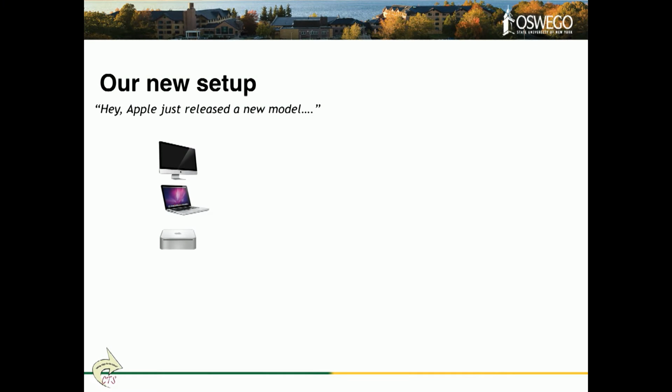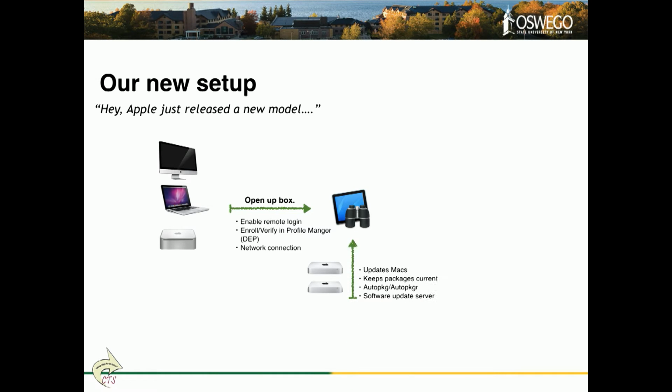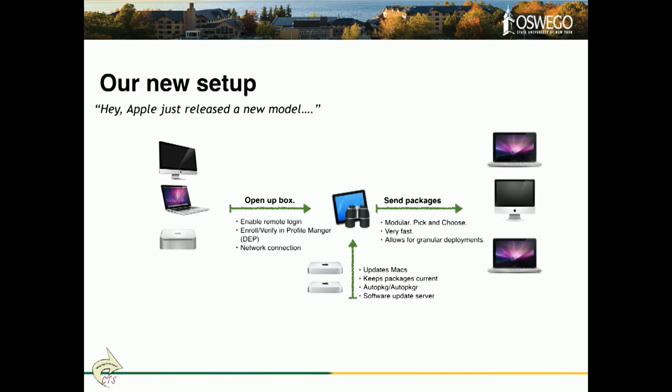So our new setup is that a computer comes in, doesn't matter if it's a new model or not. We get it out of the box, connect it to the network. We use ARD to stream down packages to it that we want, like Office 2016, other software that we need, printer packages. And then we hand it off to the faculty afterwards. With this way, it's a lot more streamlined. We don't have to get a computer and then wipe it and put a new operating system on it.